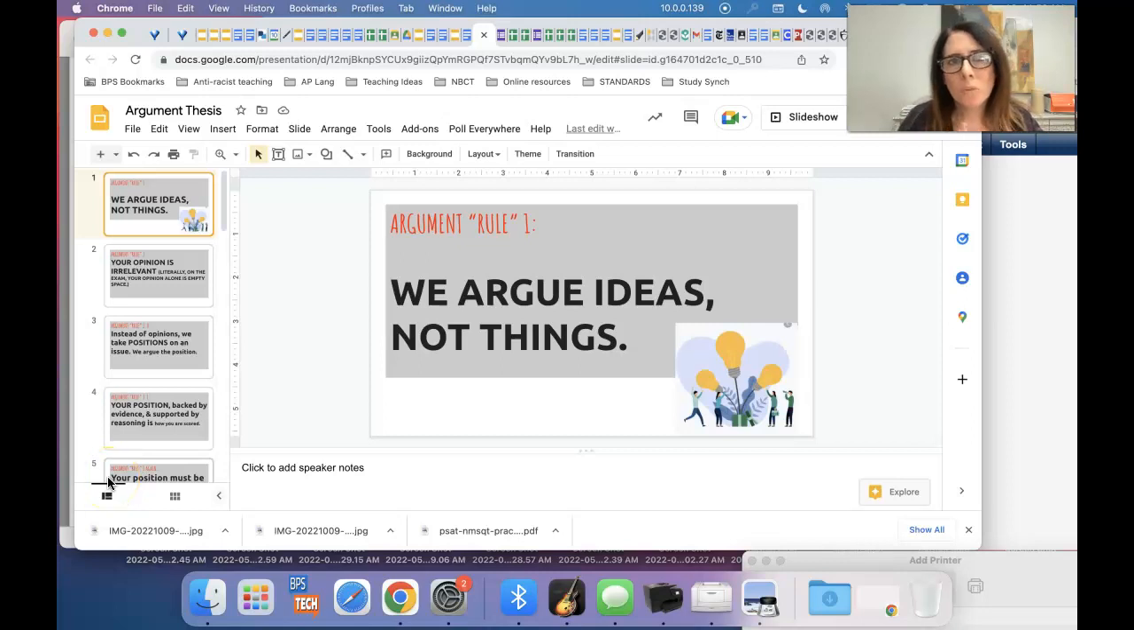This is a very quick mini lesson on how to write a thesis statement for the argument essay. And the first rule that we always must remember is that we argue ideas and not things. So what does that mean for a thesis statement? We don't want facts or examples or data, anything specific in the thesis statement. We want there to be three universal ideas.